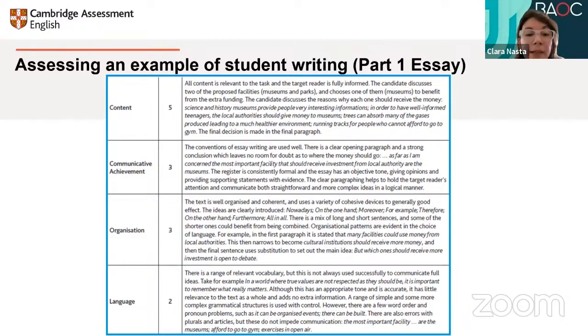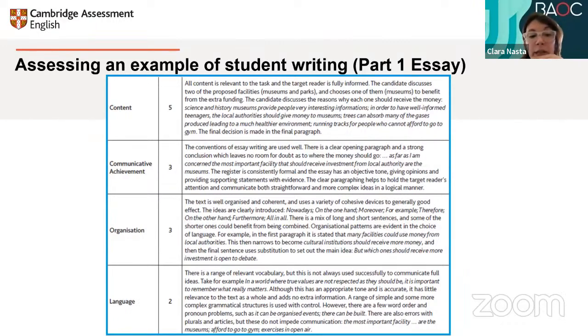Then in the communicative achievement area, the piece gets a 3. Apparently, some problems were present. The general conventions of essay writing are well used. There is a clear opening paragraph, a strong conclusion, right? The register is consistently formal, and the essay has an objective tone, giving opinions and providing supporting statements with evidence. The clear paragraphing helps to hold the target reader's attention and communicate both straightforward and more complex ideas in a logical manner. Still, I think one of the weaknesses here is that the ending is a bit abrupt and short, and maybe it lost some points there, right?